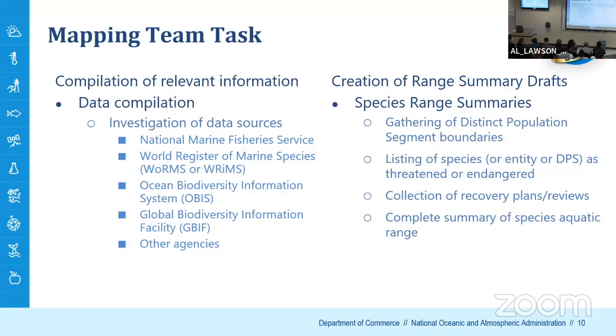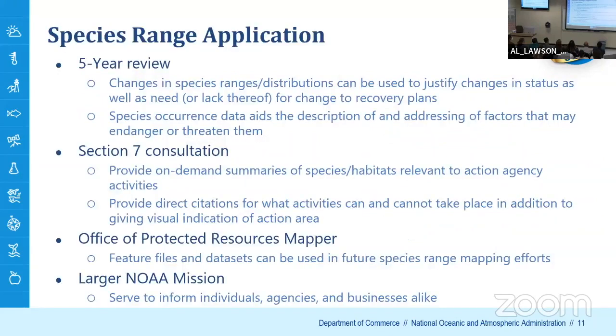So I was a part of the mapping team, but our tasks were to basically combine a lot of information. So our primary sources, aside from actual books, included National Marine Fisheries Service information, World Register of Marine Species, Ocean Biodiversity Information Systems, Global Biodiversity Information Facility, and other agencies. And we created range summary drafts. So this is the gathering of distinct population segments or DPS boundaries, listing of species, entities, or DPSs, collection of recovery plans reviews, and completion of summary of aquatic range.